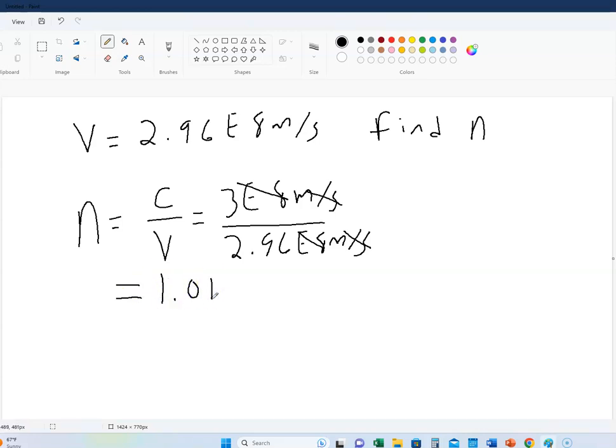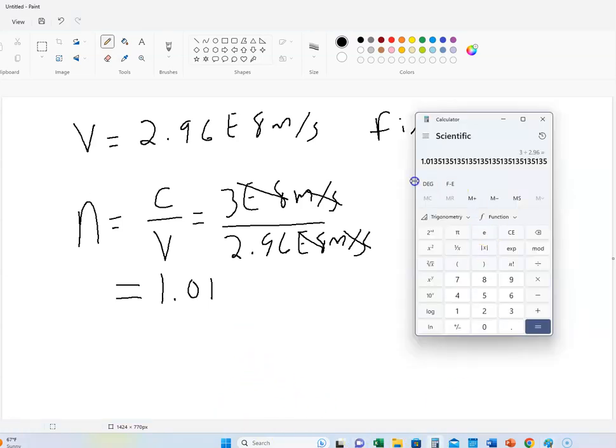All right, so let's look at the number again. Just to show you that this does work, you can try it yourself. Here it's 3 times 10 to the 8th. If you put that in there, you just have to divide by 2.96 times 10 to the 8th. And you get the same thing. So the index of refraction would be 1.01.